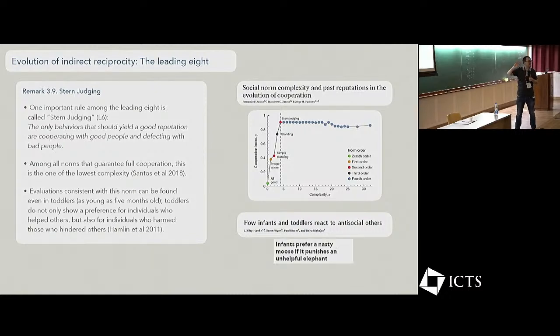This is the press release that this group produced. It's "Infants prefer a nasty moose if it punishes an unhelpful elephant." And I guess that gives you an idea of how they have done this experiment. So there was some animal, and then there was some elephant who could have helped but didn't help for some reason. And then there was this moose showing up and hurting the elephant, and somehow they could tell from the infant's face, oh, the infant liked this. I'm not sure how robust this result is, but I find it funny that there are these kinds of experiments.